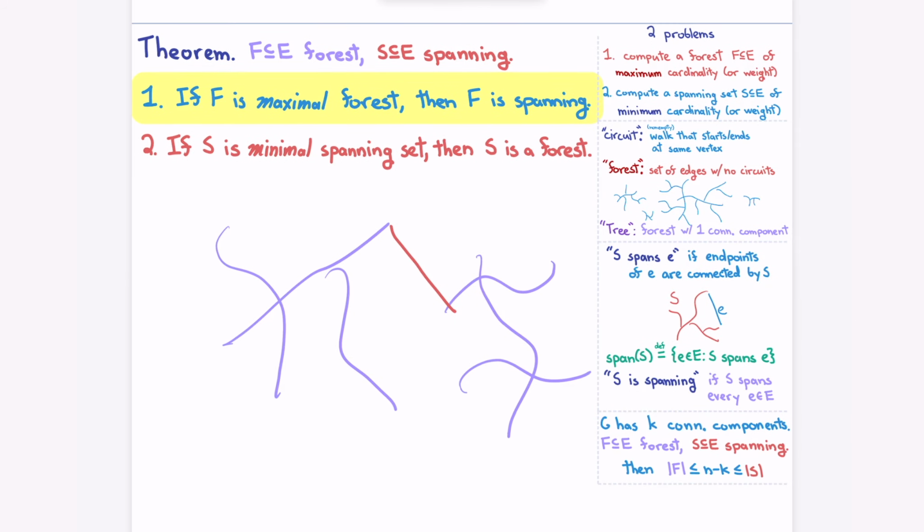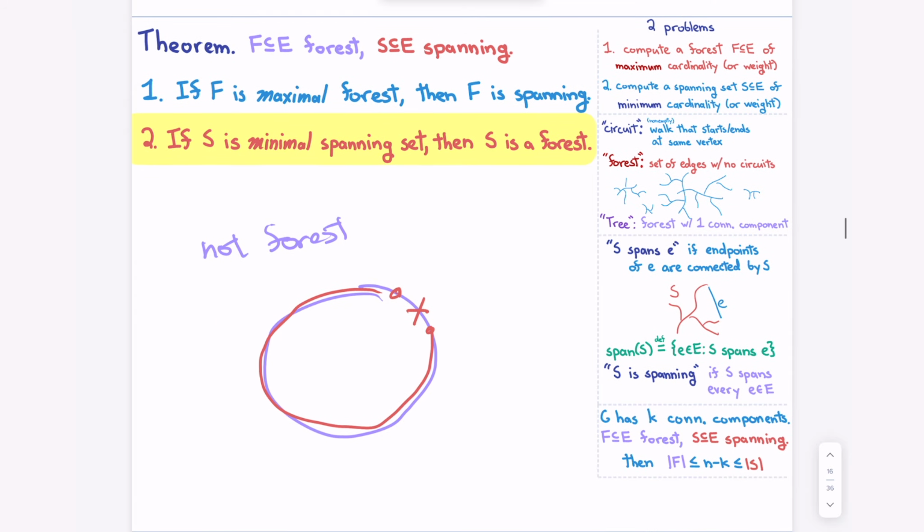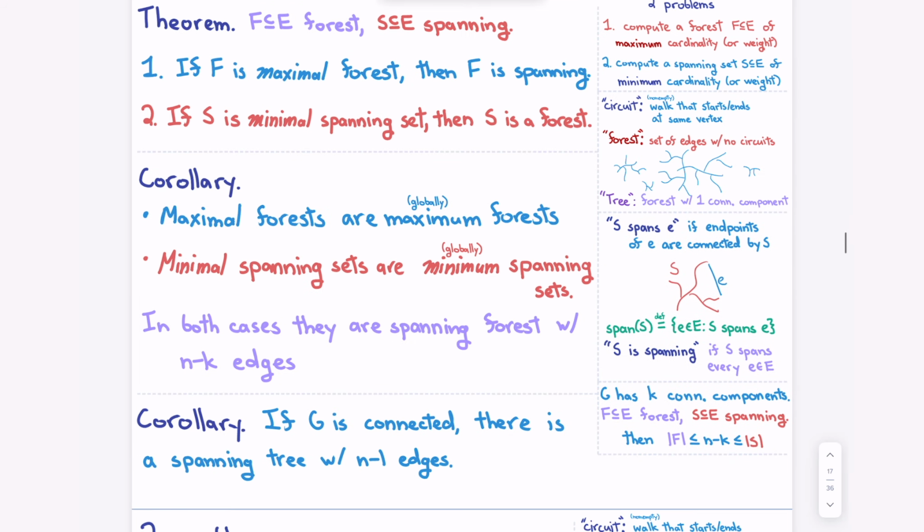If F is maximal but it wasn't spanning, there's an edge that's not being spanned, and you should be able to add it and increase the size of your forest. And then on the other side, if you had a set of edges S and it wasn't a forest, then there must be a cycle or a circuit, and you should be able to remove some edge without creating any disconnections, because the rest of the cycle will still connect those endpoints. So anything that's not a forest cannot be a minimal spanning set, because you should be able to remove an edge from a cycle.